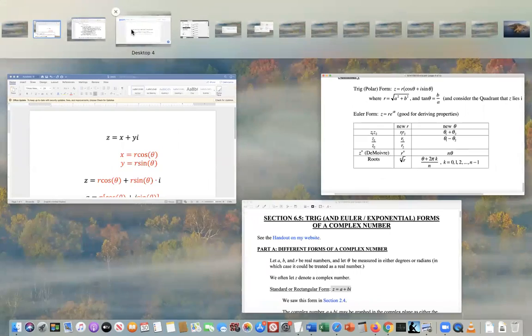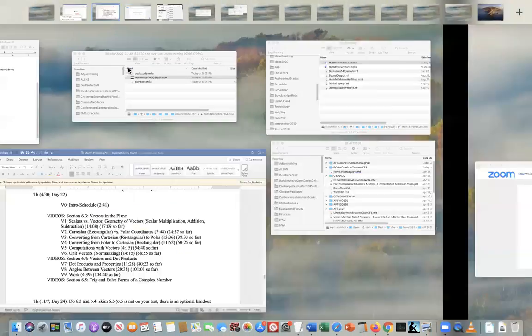All right, let's look for a blank sheet here. Where can I get a blank sheet?